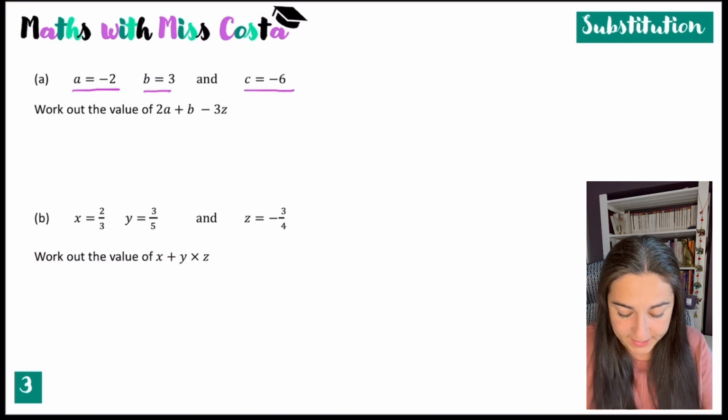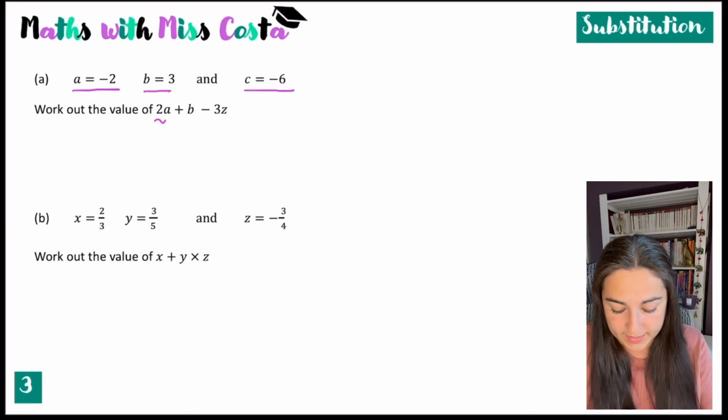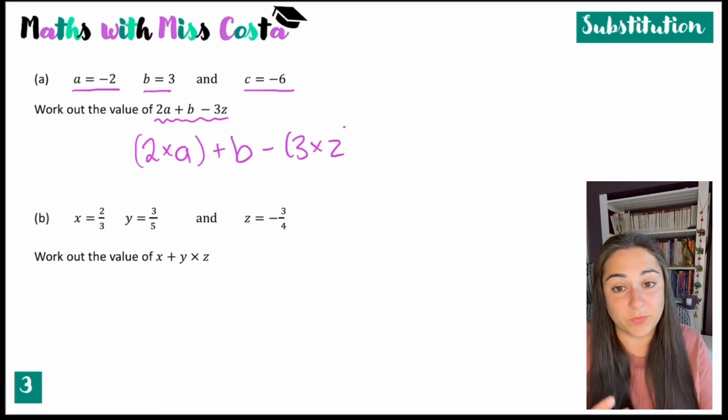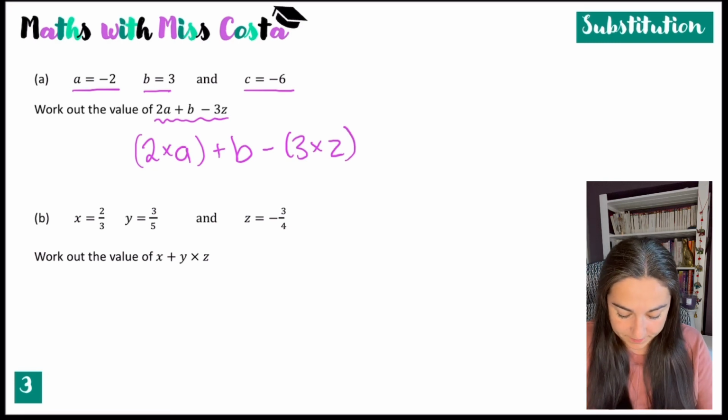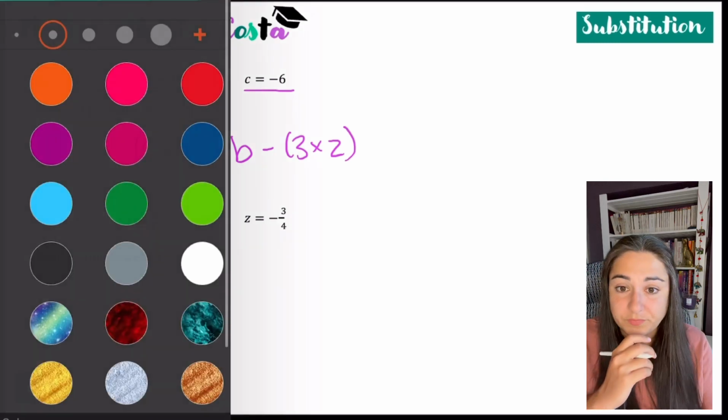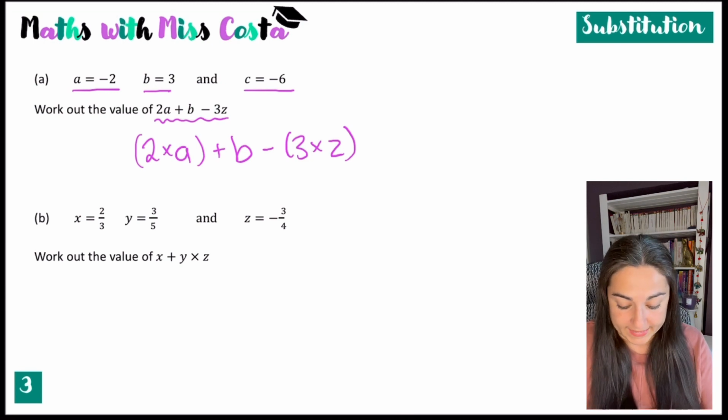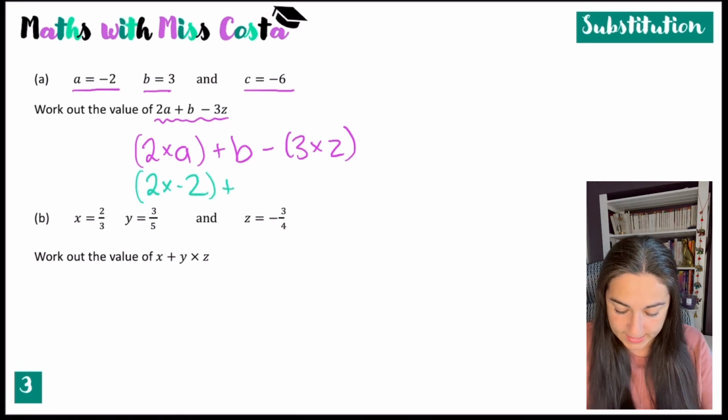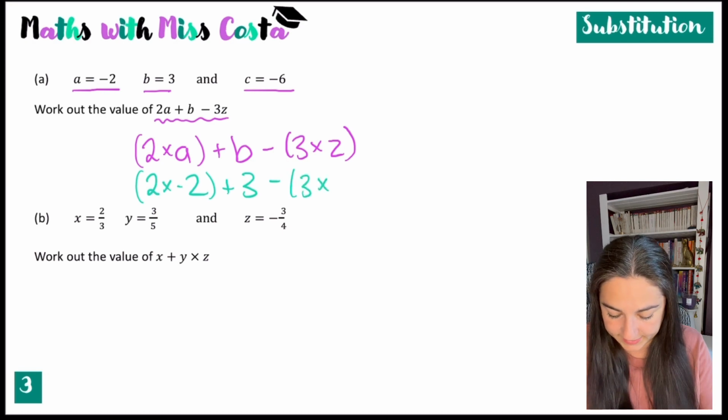So what we want to do is first think about what's the algebra that's going on here. 2A means 2 times by A. Then you're going to add B, and then you're going to take 3z. What does 3z mean? It means 3 multiplied by z. So it really helps to write out what's happening with the algebra first, and then just substitute your values. So you know that A is -2, so that will be 2 times -2, plus B, which has a value of 3, and take 3 times by z, and z is -6.